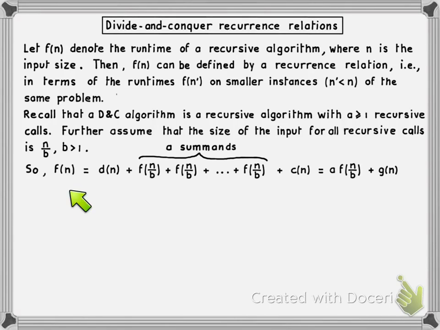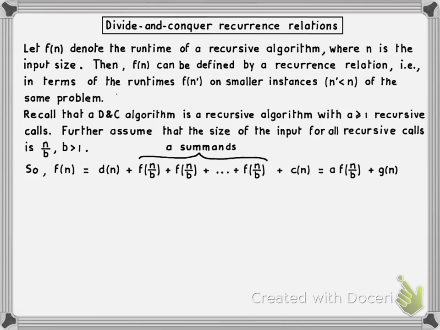So f of n here is defined recursively. And remember that since for us f of n is the runtime of an algorithm whose input has size n, n is basically going to be an integer, and therefore you can look at f of n as a special kind of function that we call a sequence. So you can think of it as f sub n if you wish. And the key is that f sub n is defined in terms of smaller elements or smaller terms in the sequence, since n over b is smaller than n. So this is clearly a recurrence relation.